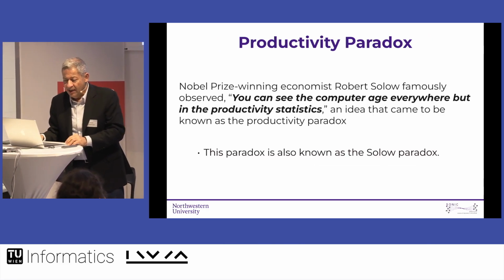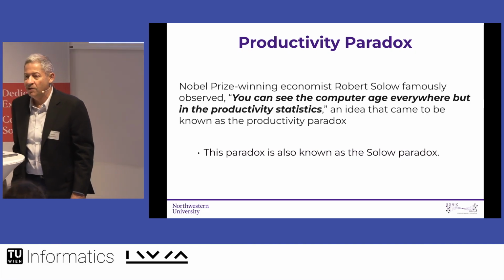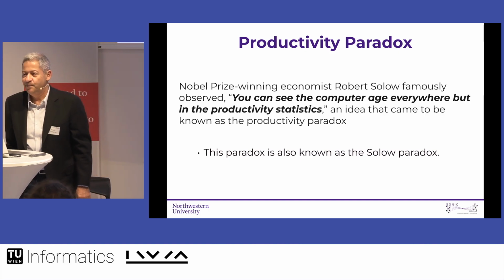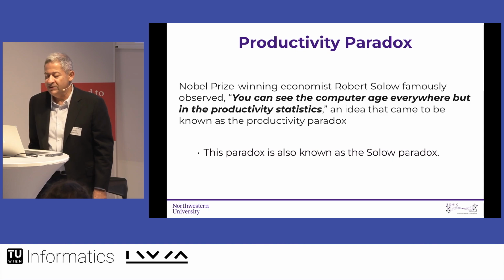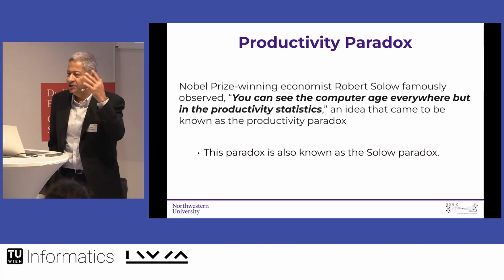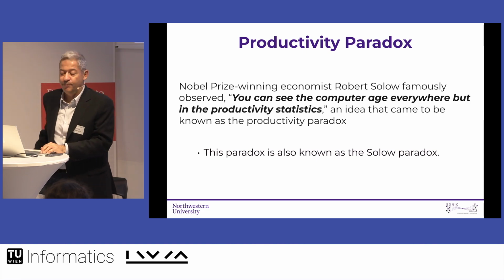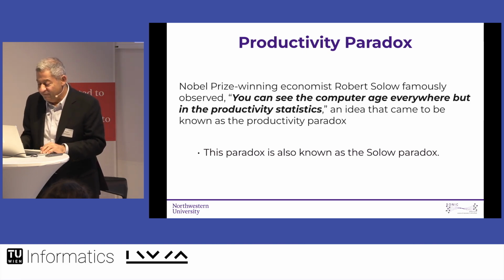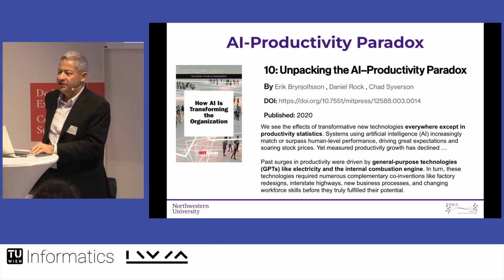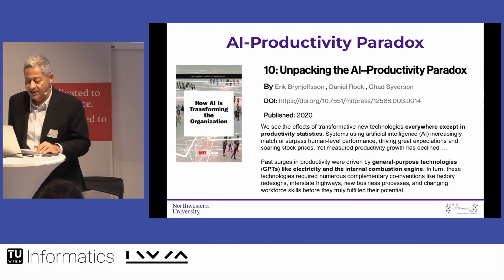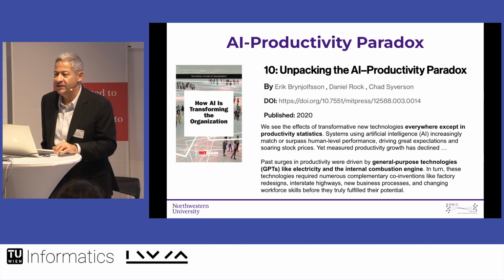The ultimate story is that even when you have all the substitution, all the enlargement in the world, you still find that you have no benefits in productivity. It's called the productivity paradox. This was something that Robert Solow talked about regarding technologies in general, the Nobel Prize-winning economist. He said you can see the computer age everywhere but in the productivity statistics. In fact, that same sentence virtually also appeared in a more recent chapter by Eric Brynjolfsson and his colleagues, who said, we see the effects of transformative new technologies everywhere except in productivity statistics.